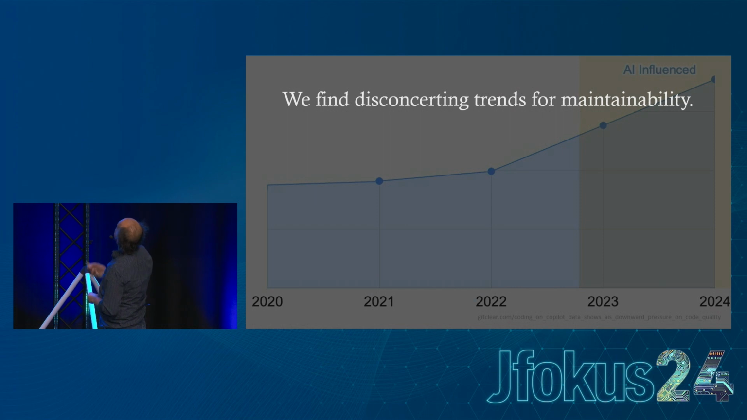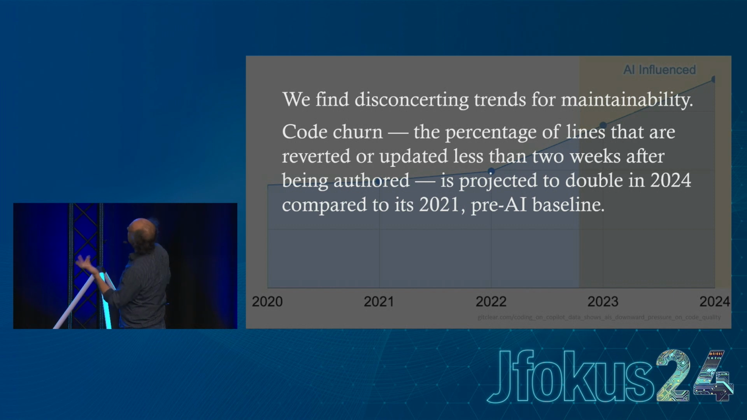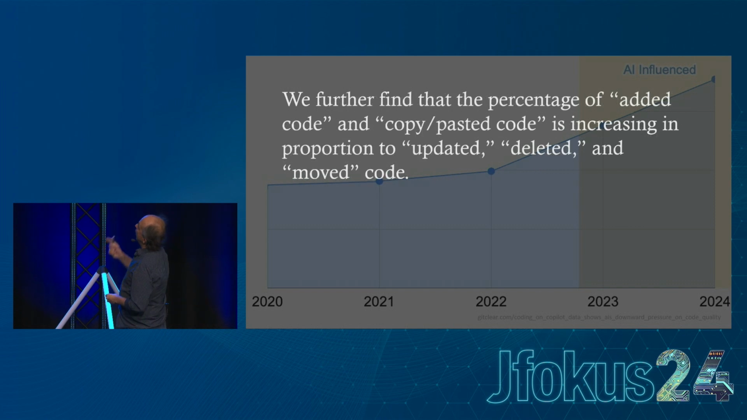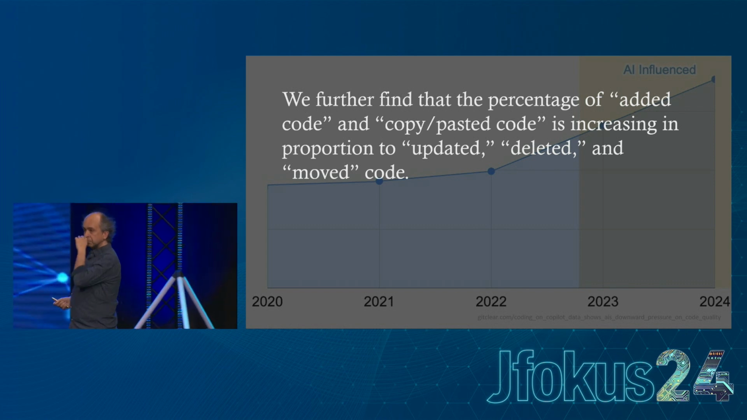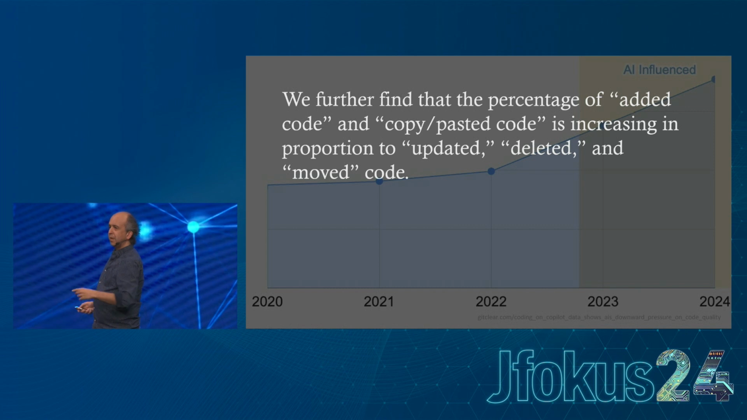We find disconcerting trends for maintainability. Code churn, the percentage of lines that are reverted or updated less than 2 weeks after being authored, is projected to double in 2024 compared to 2021. Specifically, we find that the percentage of added code and copy-pasted code is increasing in proportion to updated, deleted, or moved. In other words, we're just ending up with stuff being added in, and more of it.